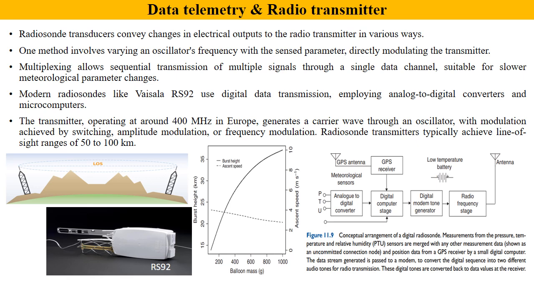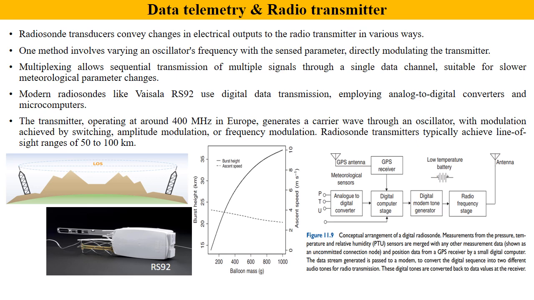So how do we do the data telemetry? How do we transmit that radio data? Transducers convey the changes in the electrical output to a radio transmitter in various ways. One method involves varying an oscillator frequency with the sensed parameter, directly modulating the transmitter. Multiplexing also allows sequential transmission of multiple signals through a single data channel, suitable for slower meteorological parameter changes. In a modern radiosonde like the Vaisala RS92, it uses digital data transmission, employing analog to digital converters, and microcomputers are also used, like an Arduino.